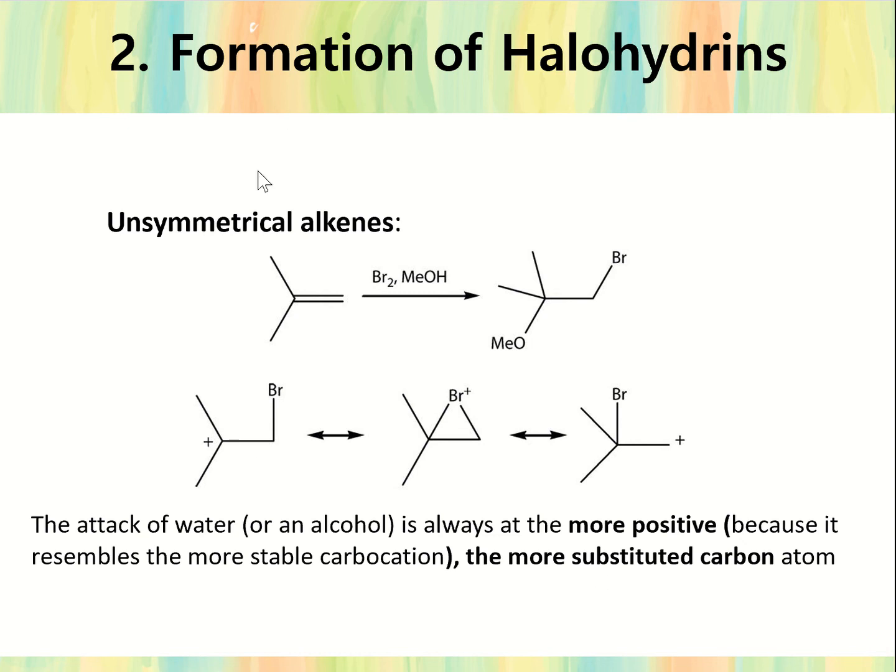So here, this is the bromonium ion that would be the intermediate, and the point is we could attack either here or here. We're showing the different resonance structures here, but this is our intermediate, and we're saying that the alcohol or water will attack this carbon as opposed to this one, and that is because that is the more positive and it resembles the more stable carbocation.